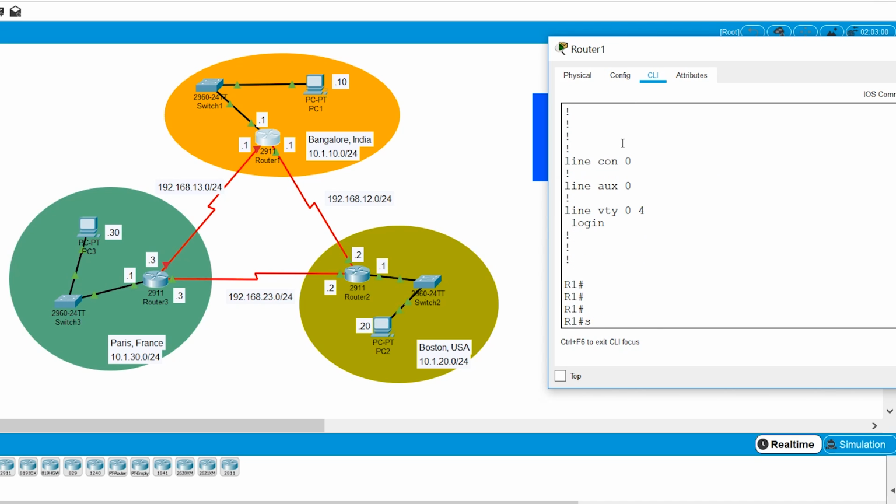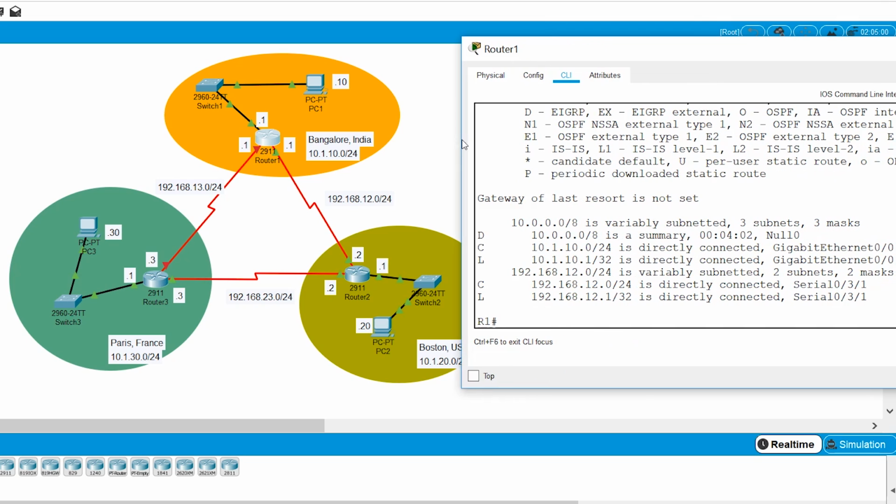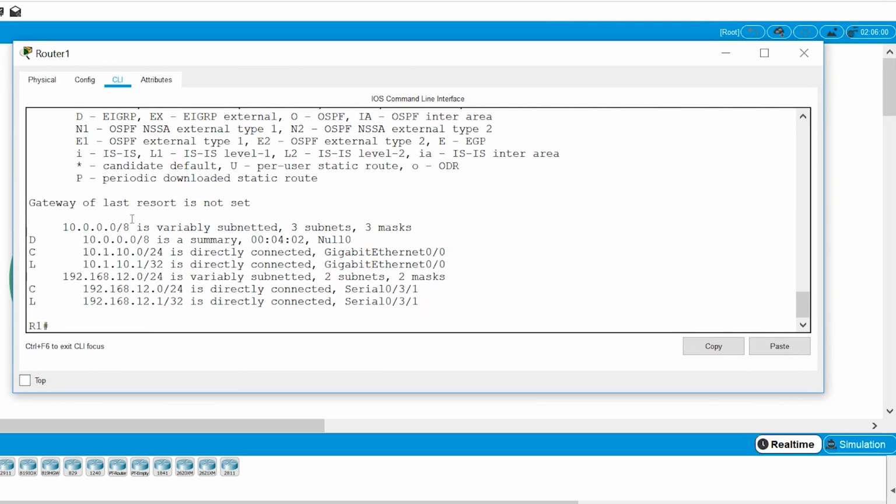show IP route. So we see EIGRP is advertising. D is EIGRP, so it's learned some route through EIGRP, but I see that it is a summary route here and null 0. So null 0, if you remember last time we said that if you do auto summarization, what happens is a router would start summarizing the whole thing.